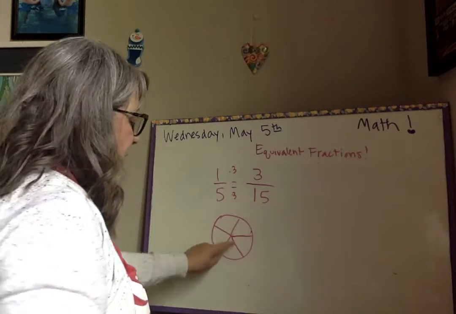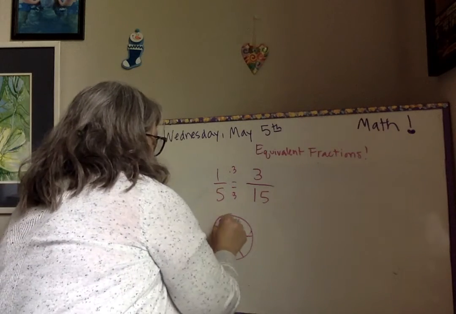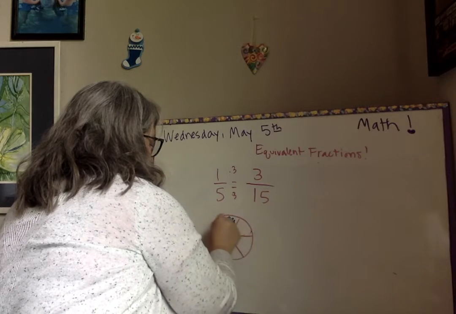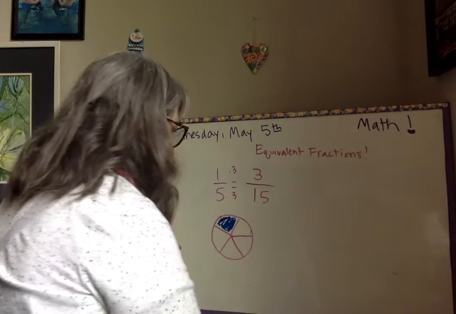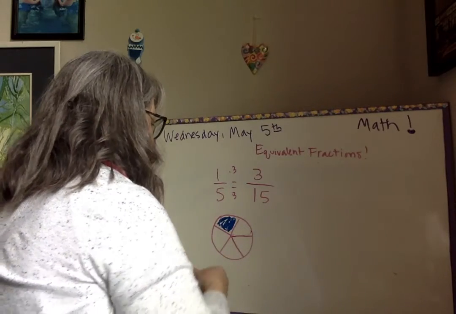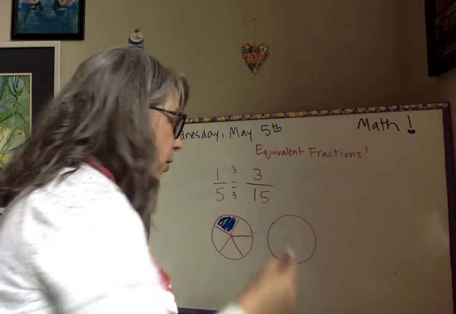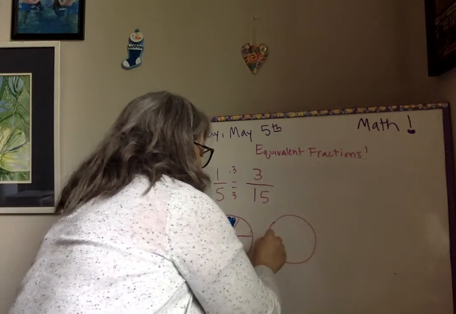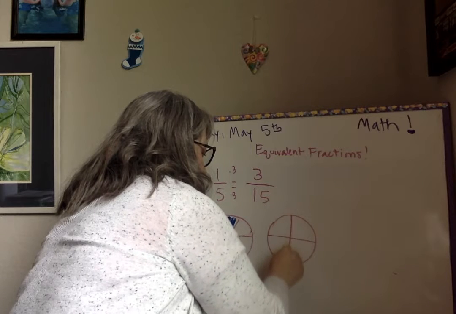1, 2, 3, 4, 5. Let's shade in a 5th of that. Well, we can also represent it on a number line too. We don't have to draw a picture. On a number line it should be the same as well, because they're equivalent. You're correct. Oh Lord, I have to make this into 15ths.